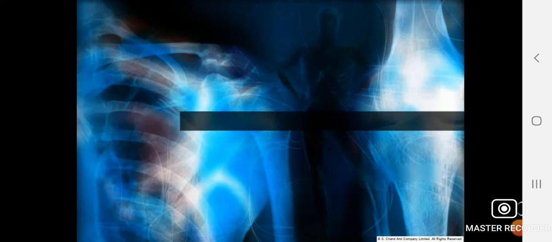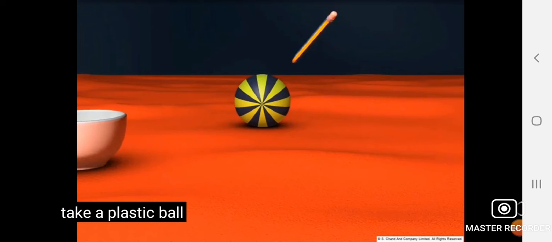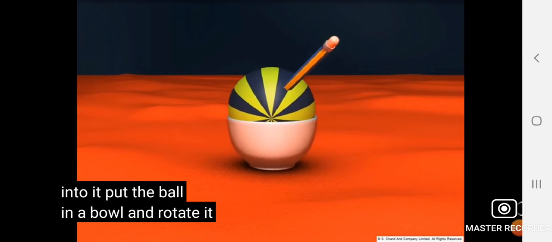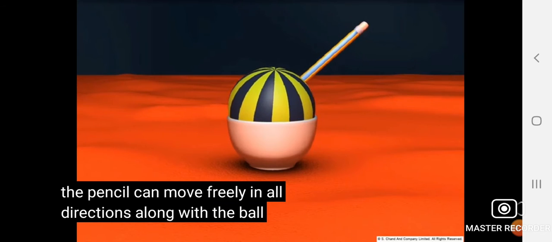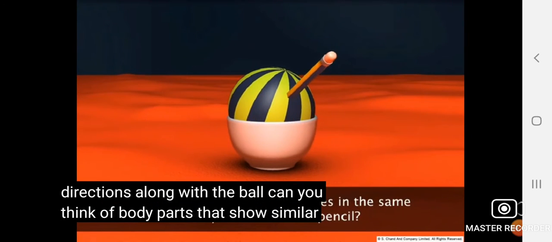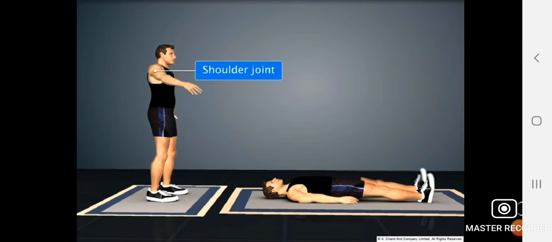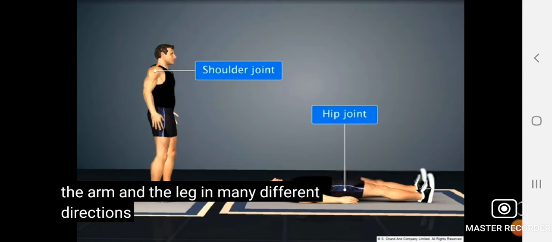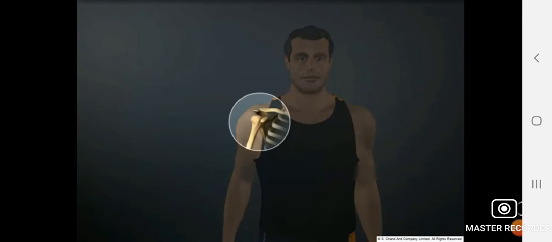Ball and socket joint. Watch it. You take a plastic ball and push a pencil into it. Put the ball in a bowl and rotate it. Observe that the pencil can move freely in all directions. Along with the ball, can you think of body parts that show similar movement? The shoulder joint and the hip joint allow free movement of the arm and the leg in many different directions.